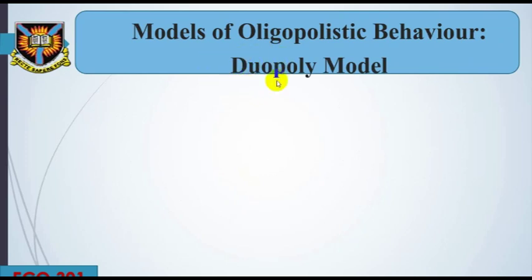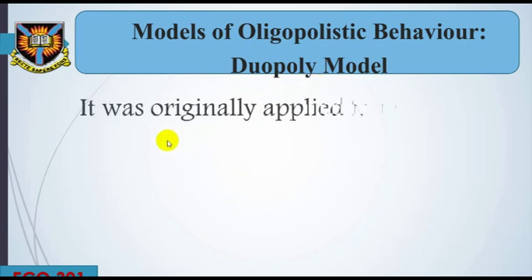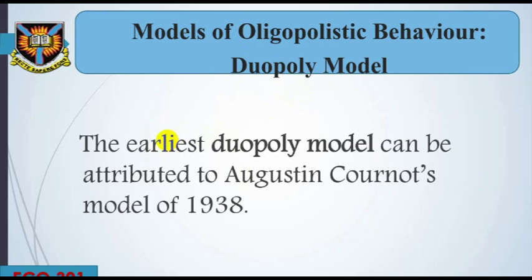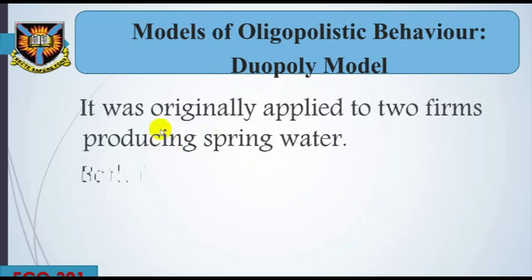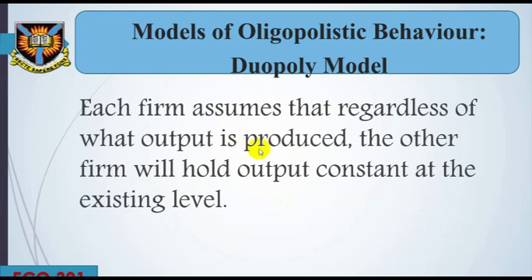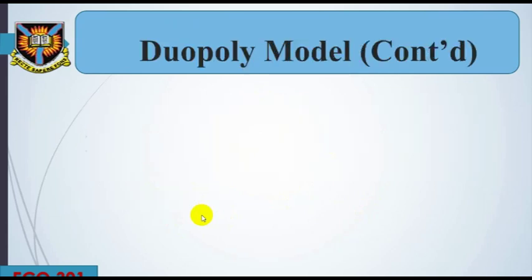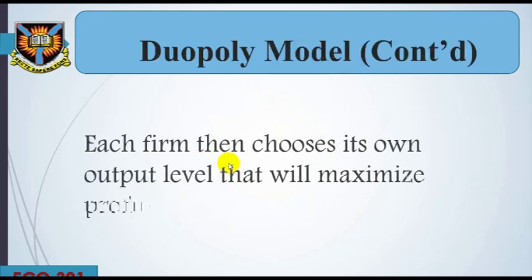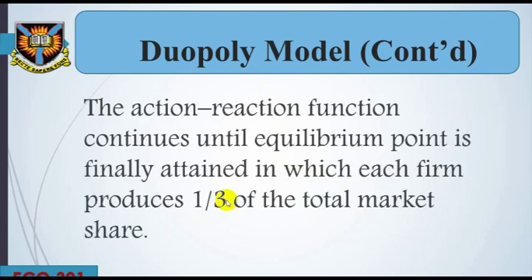Models of oligopolistic behavior. Duopoly model. The earliest duopoly model can be attributed to Augustin Cournot's model of 1838. It was originally applied to two firms producing spring water. Both firms are assumed to maximize profit. Each firm assumes that regardless of what output it produces, the other firm will hold output constant at the existing level. Each firm then chooses its own output level that will maximize profit. The action-reaction function continues until the equilibrium point is finally attained, in which each firm produces 1/3 of the total market share.